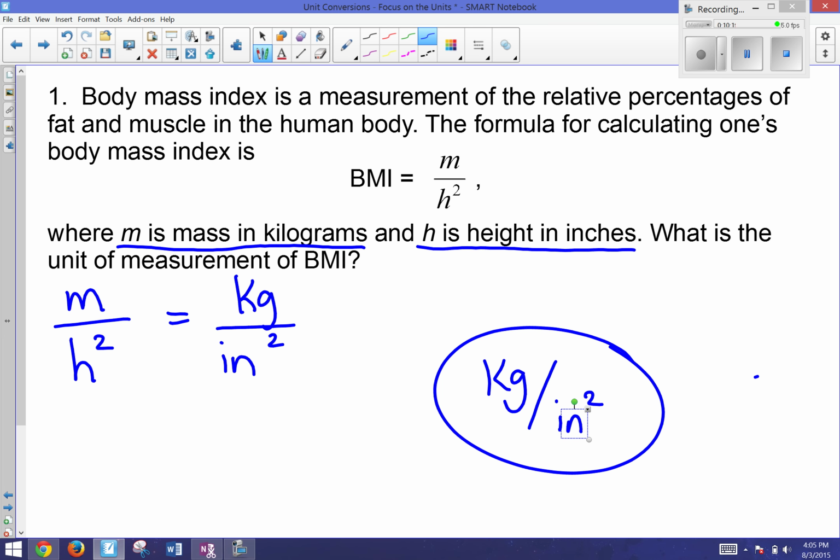You have 2 more problems that I want you to try, number 2 and number 3 on your handout, and we'll discuss and answer your questions tomorrow.